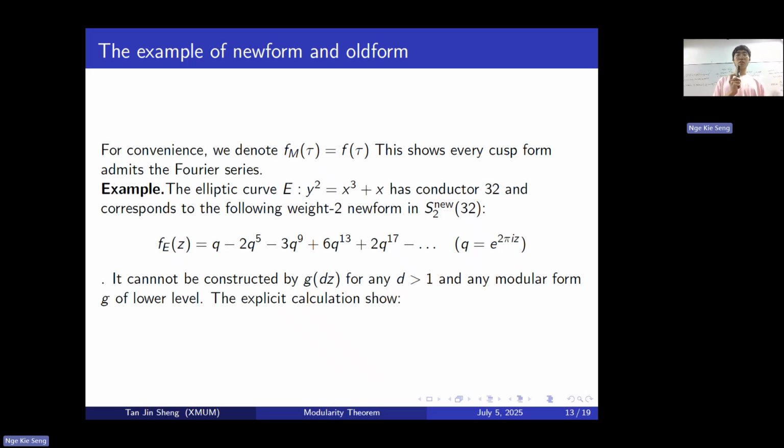Consider the elliptic curve y squared equals x cubed plus x. It has conductor 32. It is a product of primes and corresponds to the following weight 2 new form in the new subspace when the conductor is 32. So we can get the equation like this, a Fourier expansion. I claim that this f is non-constructible.